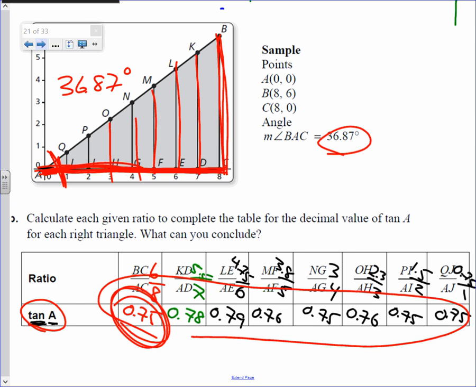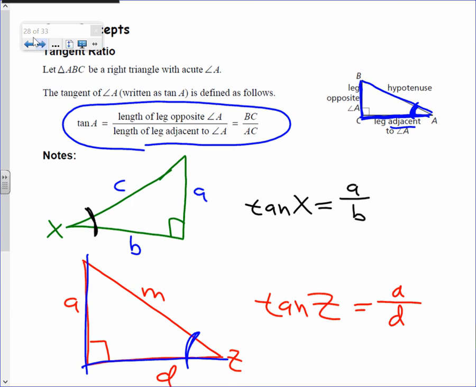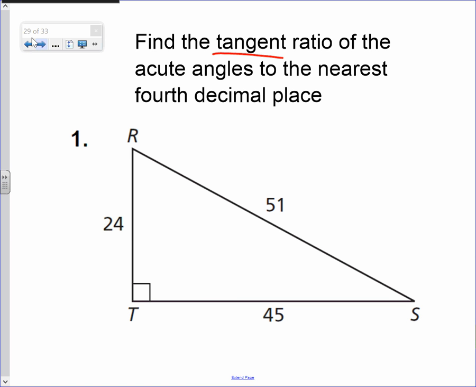Now watch this. Coming back to example 1. I got 2 acute angles. Esquivel, can you name the 2 acute angles, please? S and R. Thank you. T is the right angle. We want S and R, the acute angles only. When we do trigonometry, it's always with acute angles, never with the right angle. All right, let's find the tangent of R and then the tangent of S.